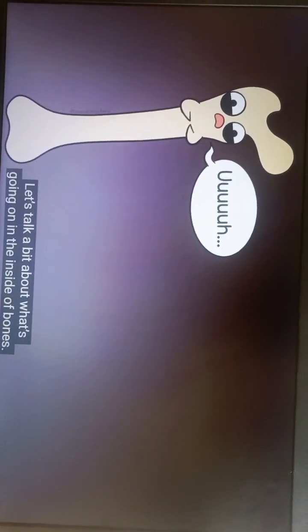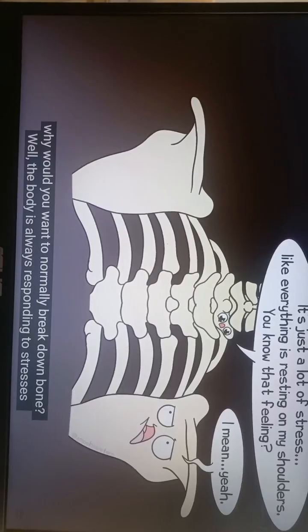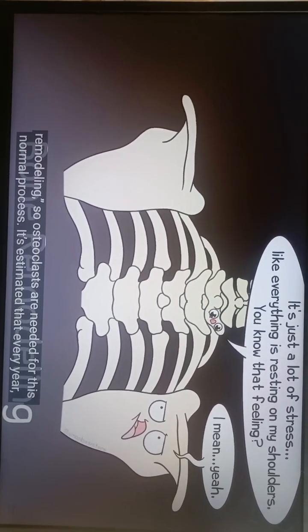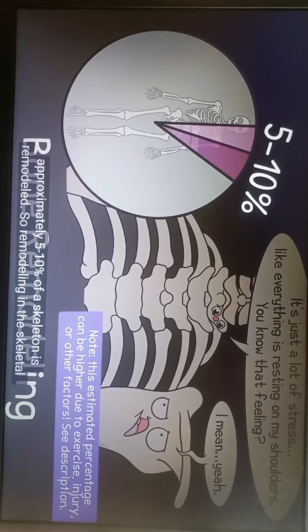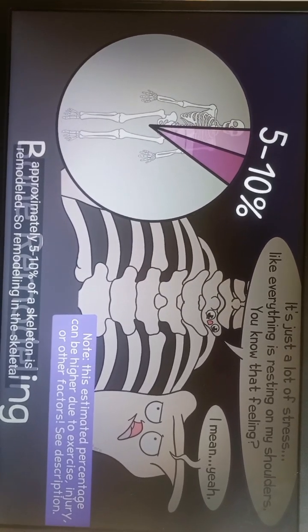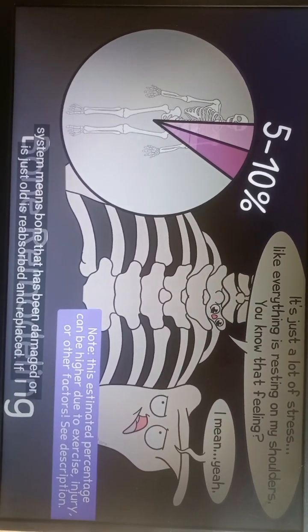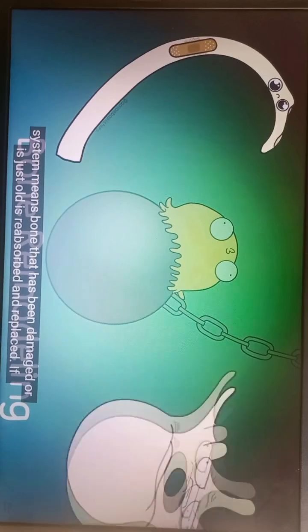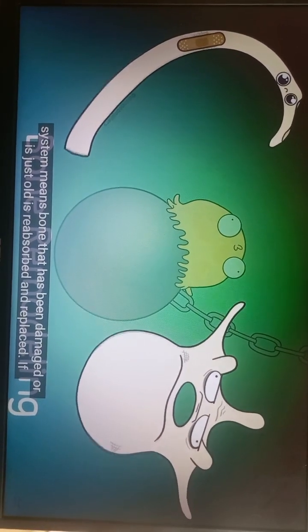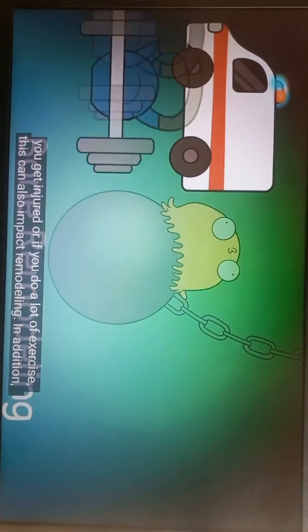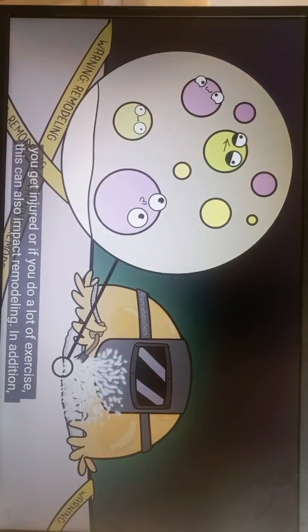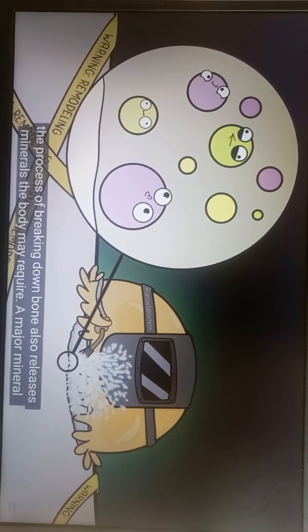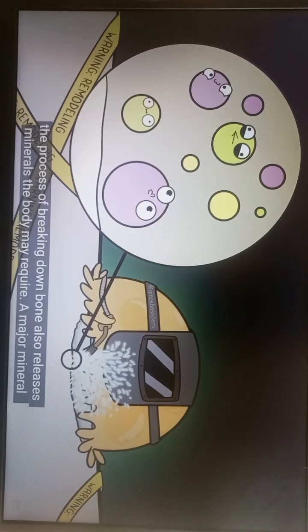Let's talk a bit about what's going on inside bones. It's estimated that every year, approximately 5 to 10% of the skeleton is remodeled. So remodeling in the skeletal system means bone that has been damaged or just old is reabsorbed and replaced. If you get injured or if you do a lot of exercise, this can also impact remodeling. In addition, the process of breaking down bone also releases minerals that the body may require.